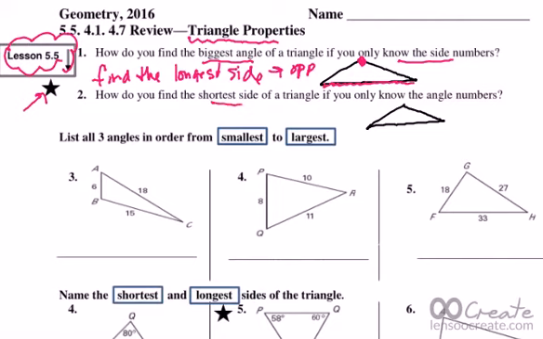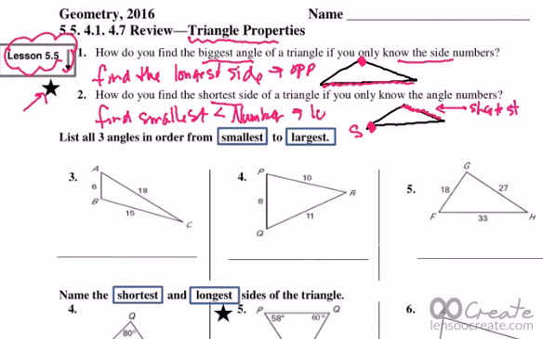Again, how do you find the shortest side? Well, I find the smallest angle, and then I know the shortest side will be opposite. So find the smallest angle number and look opposite or across from it.